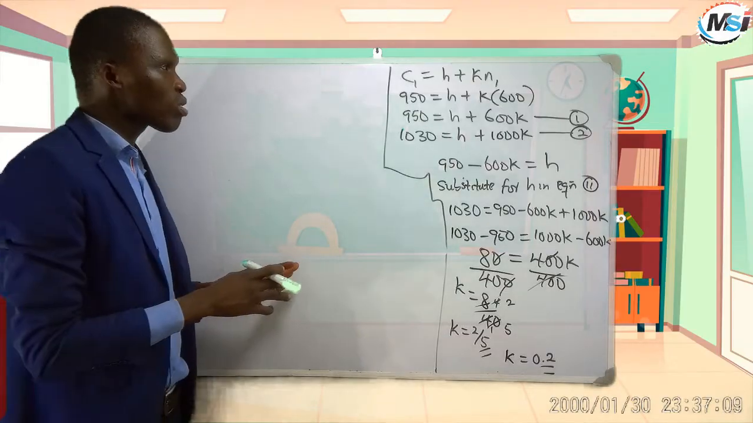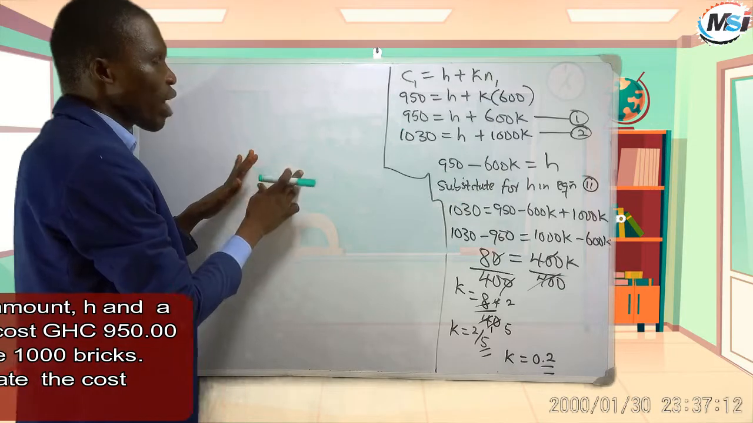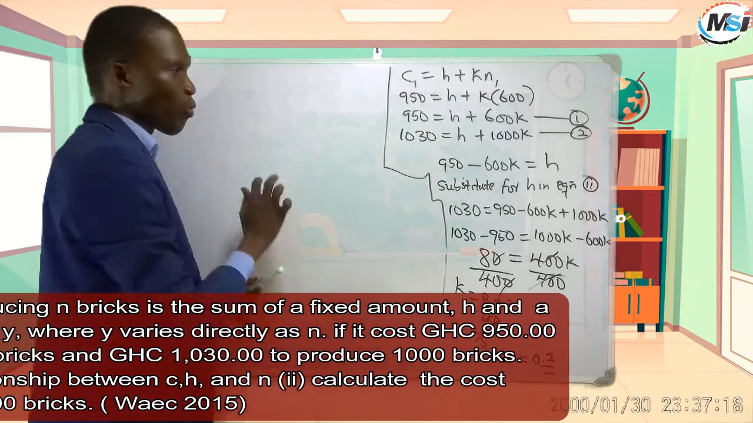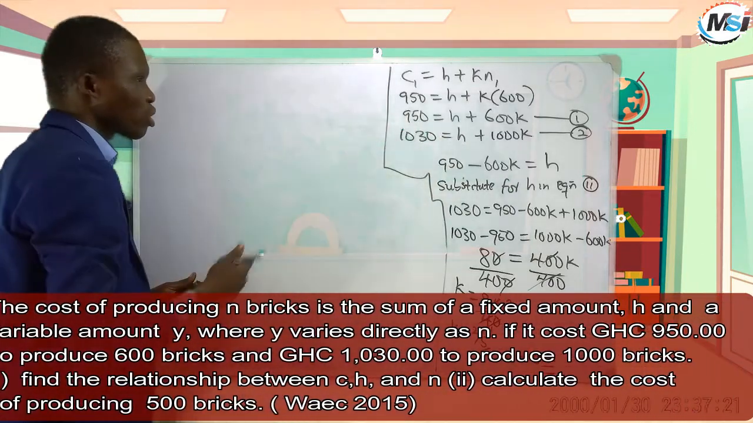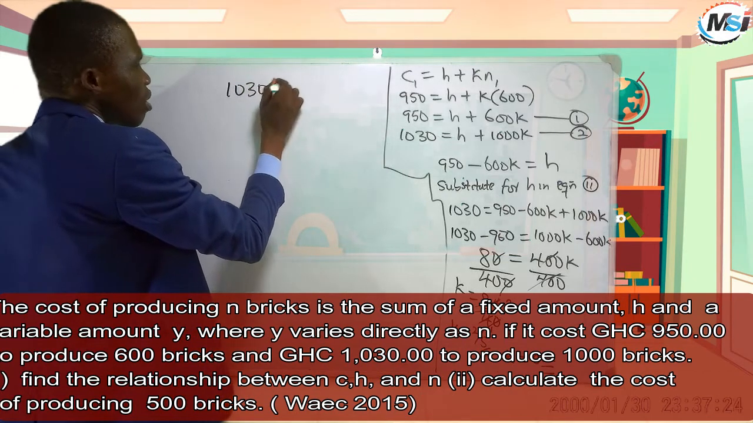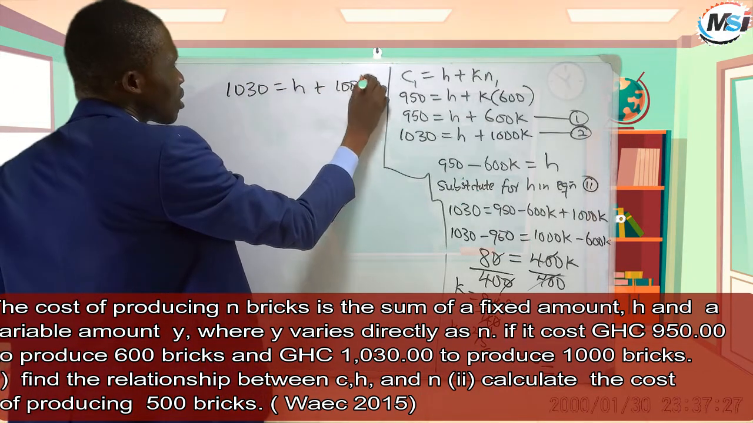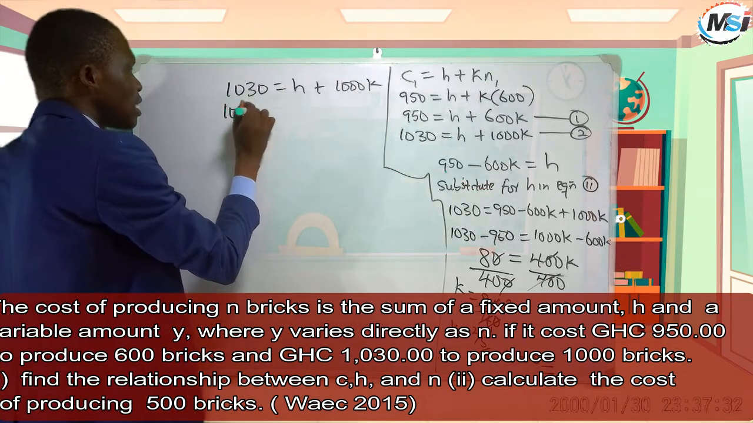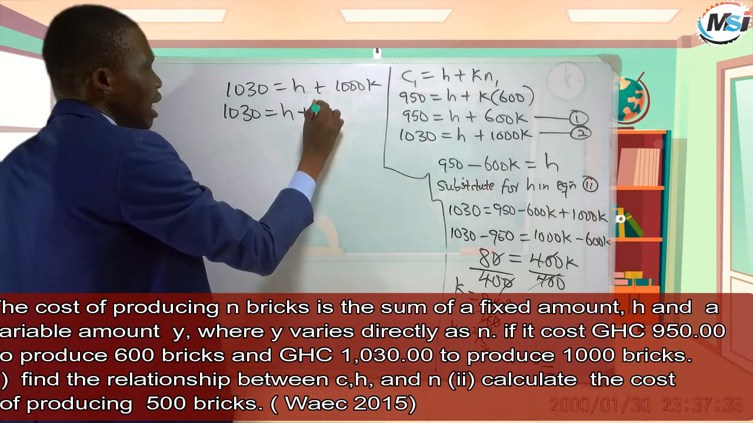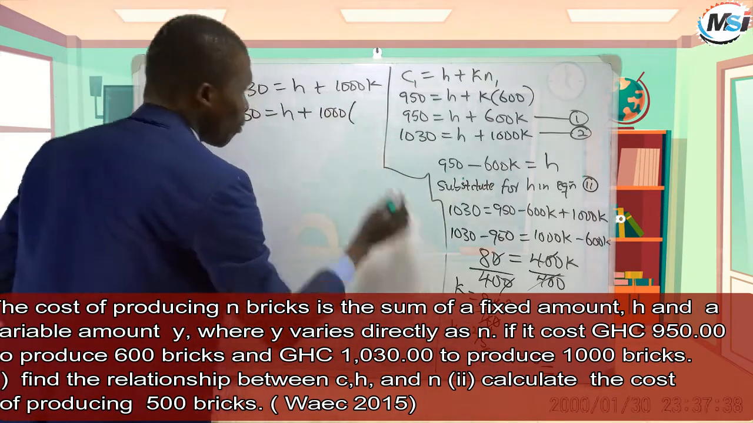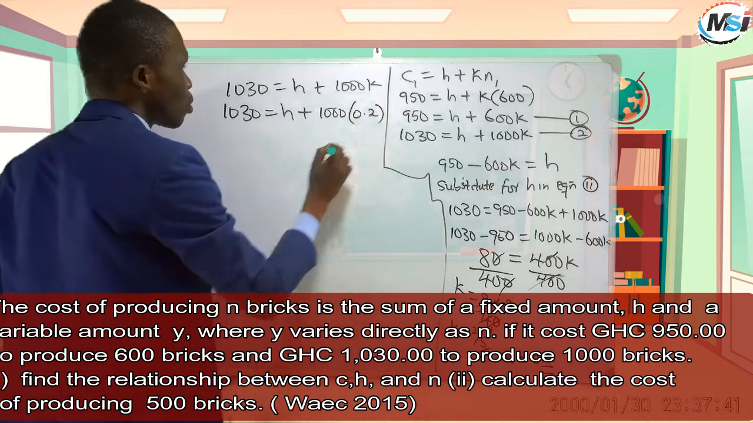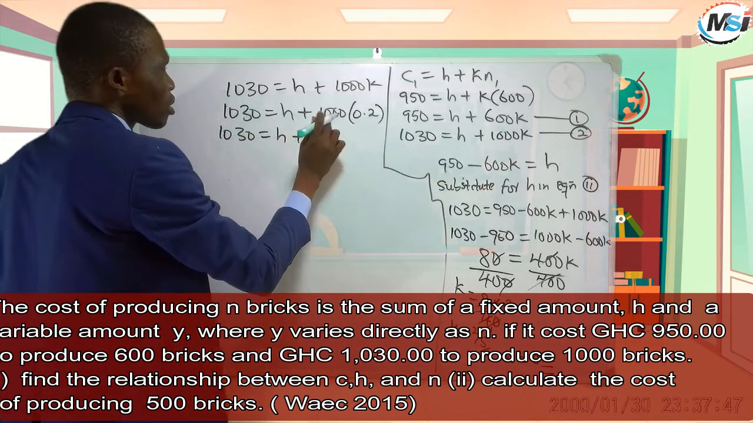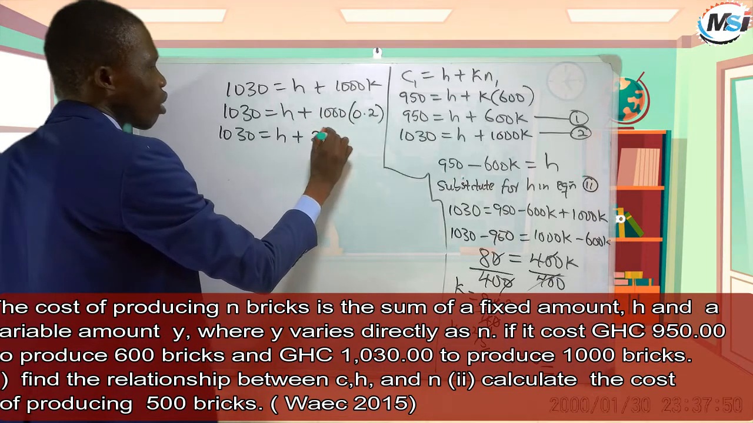Okay class, now we want to find the value of h. To find the value of h, we can pick equation 2 or equation 1. So let's pick equation 2. We have 1030 equals h plus 1000k. Now, from here, we have 1030, h is not given, and 1000, k is 0.2. So when you multiply this, we have 1030 equals h plus 200.